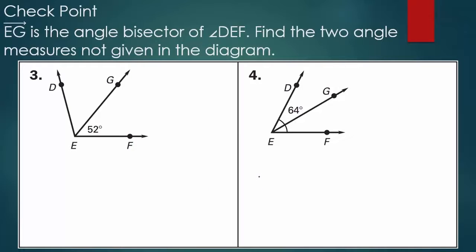Alright, checkpoint problems number 3 and 4 are yours. In both of these problems, Ray EG is the angle bisector of angle DEF. Find the two angle measures not given in the diagram. I'll give you a hint.